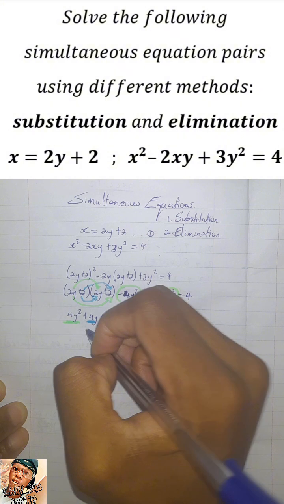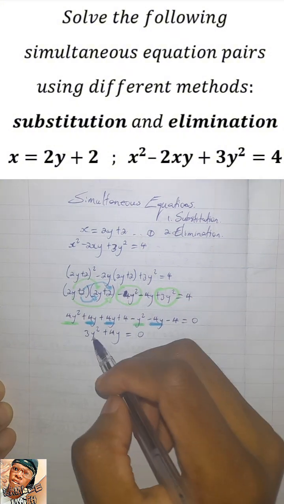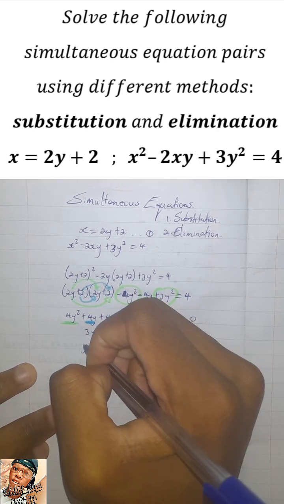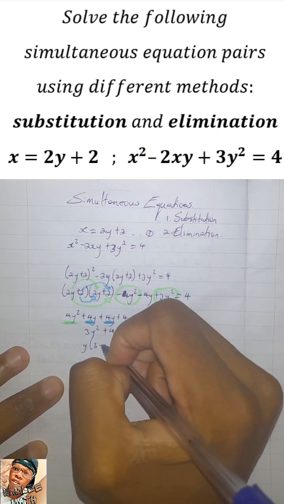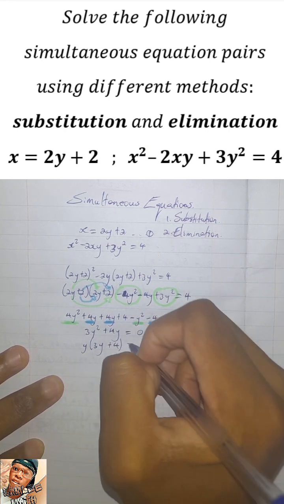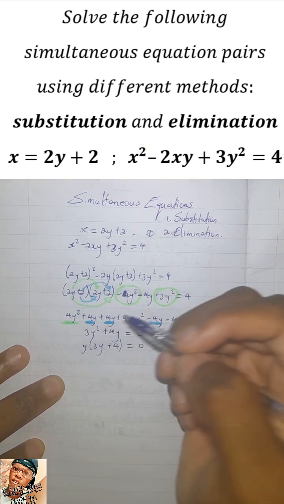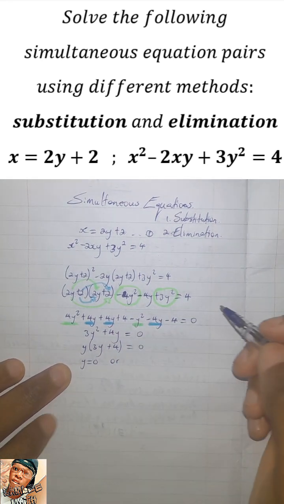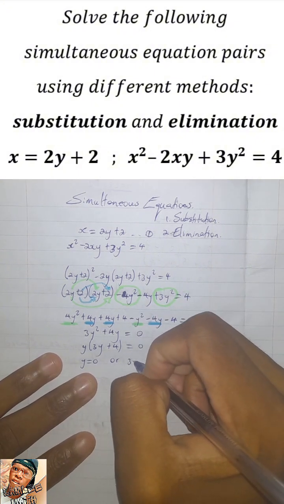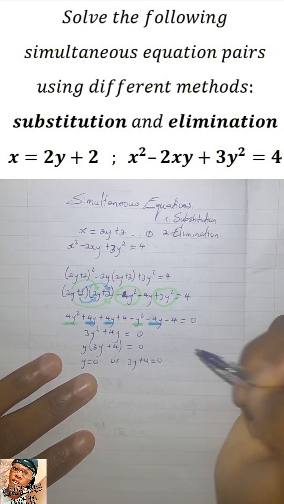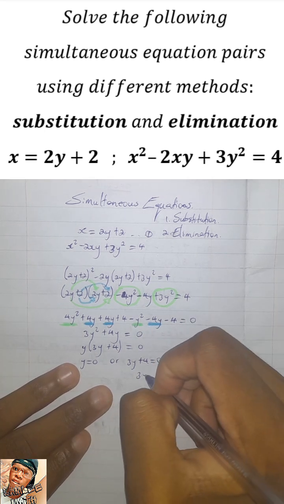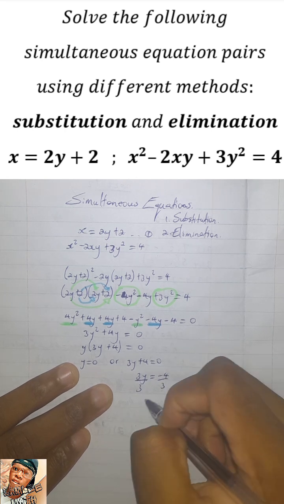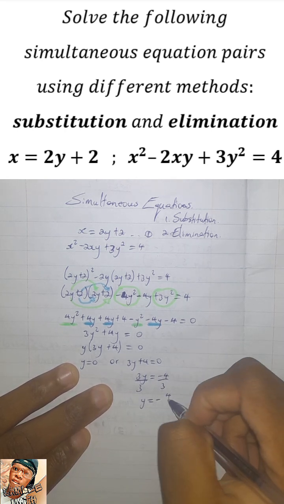Now let us factorize this, because we have the same term, or variable, which is y. We can take it out as a common factor. So y outside, then to get 3y squared, we multiply y by 3y, and to get 4y, we multiply y by 4. That's equal to 0. In this case, we're going to utilize the identity of 0. That means y is equal to 0, or whatever is inside the bracket is equal to 0. So 3y plus 4 is equal to 0. We transpose 4 to the right hand side, and it becomes negative, and then divide both sides by 3. So now y is equal to negative 4 over 3.